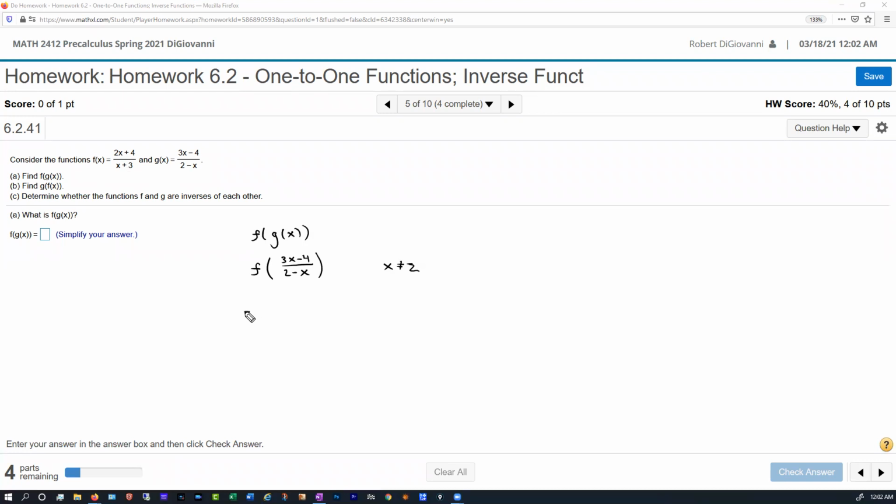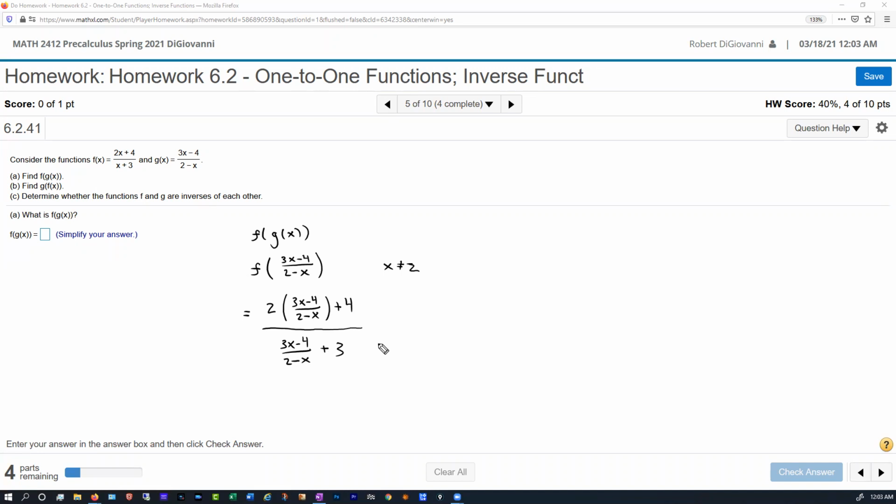This is weird. We never did this in class. So we're going to have 2 times 3x minus 4 over 2 minus x, and all of that plus 4. Then over, now we're going to plug that same thing in for this x, which is going to be 3x minus 4 over 2 minus x plus 3. Okay, this is nasty looking.